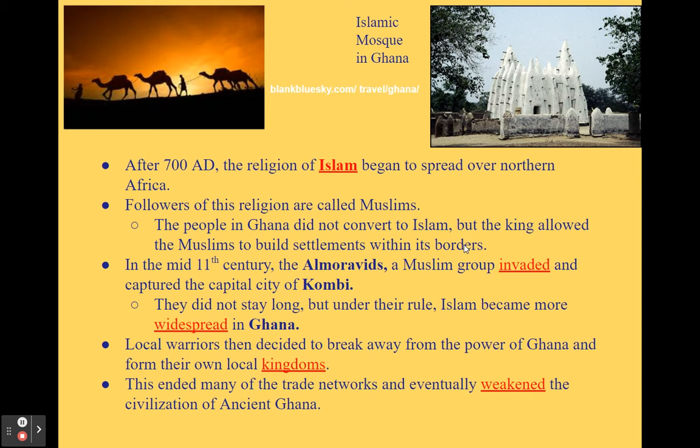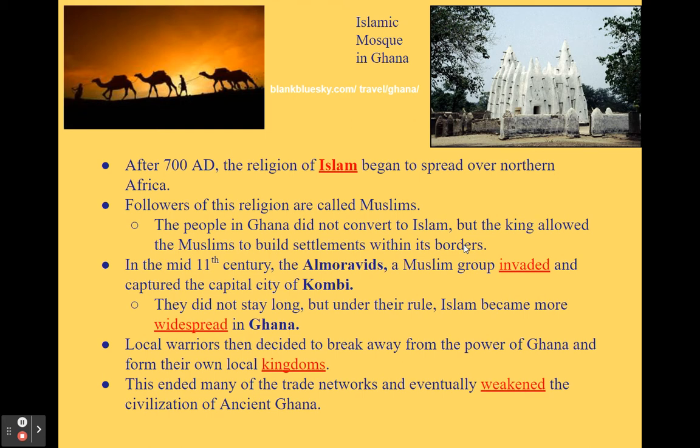Now, because of all this trading, you have the religion of Islam being spread over northern Africa. Remember, the followers of Islam are called Muslims. Now, people in Ghana did not convert to Islam, but the king allowed the Muslims to build settlements within its borders. So there wasn't an immediate conversion there. Some did, many did not, but they were living in harmony. They were living together peacefully.